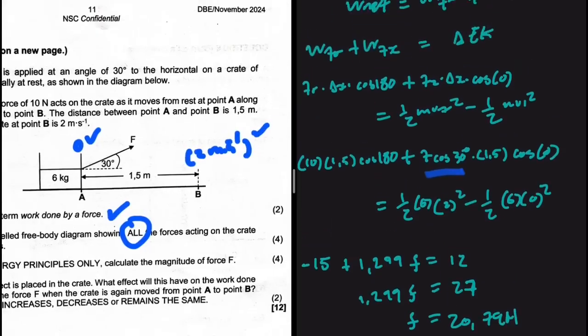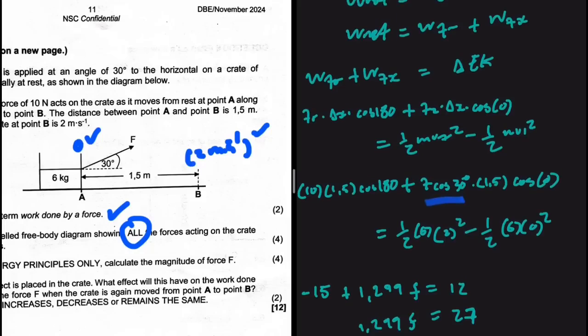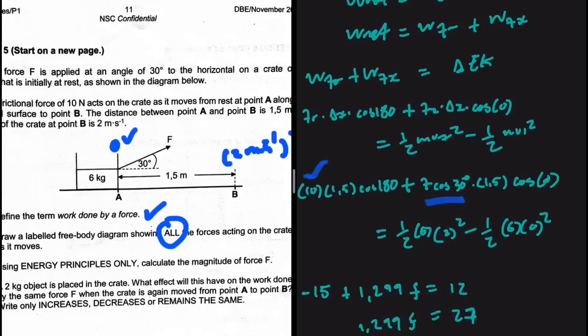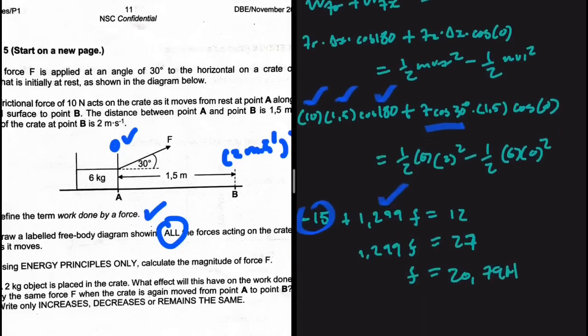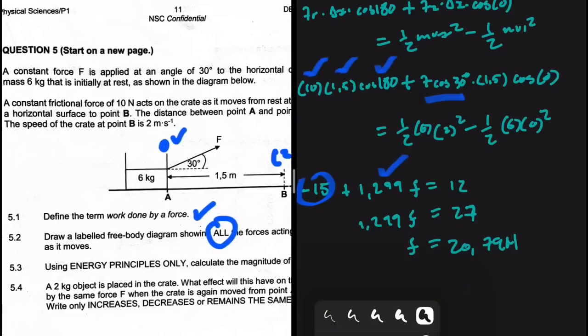So that's it. Let's just verify and see if what we did is correct. This is the constant frictional force. This is the right displacement, cos of 180, minus 15. Seems good. Cos 30, maybe I can just substitute that in my calculator. Cos 30 multiplied by 1.5, that is 1.299. So I'm happy with this. And then 6 divided by 2 is 3, times 4 is 12. 12 plus 15, yeah, seems good. So that is the applied force.